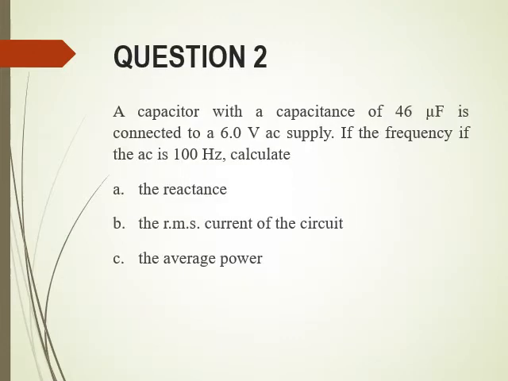Question 2. A capacitor with a capacitance of 46 microfarad is connected to a 6-volt AC supply. If the frequency of the AC is 100 Hz, calculate A. the reactance, B. the RMS current of the circuit, C. the average power.